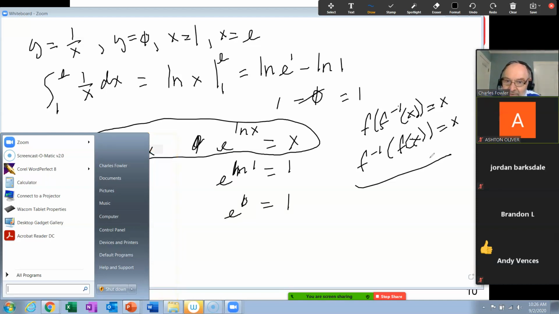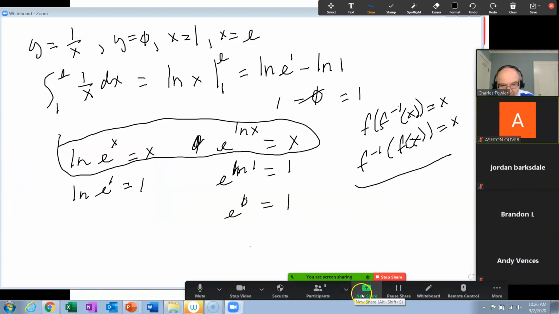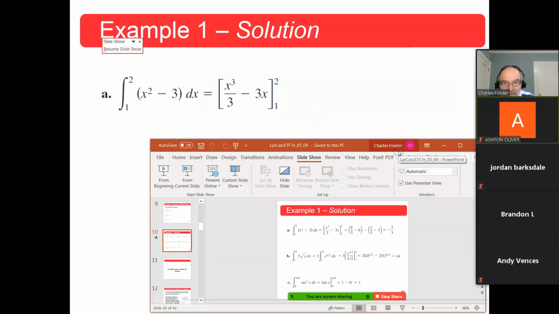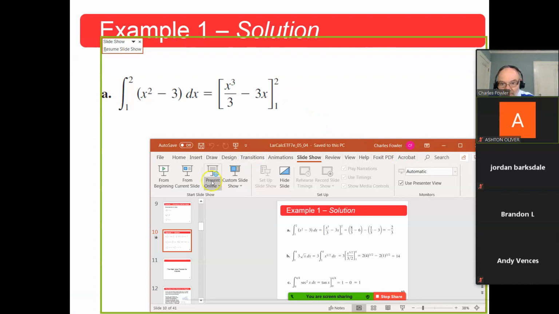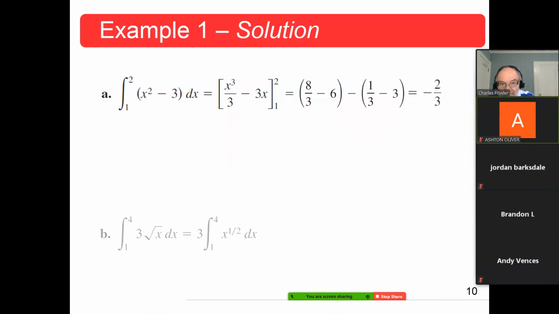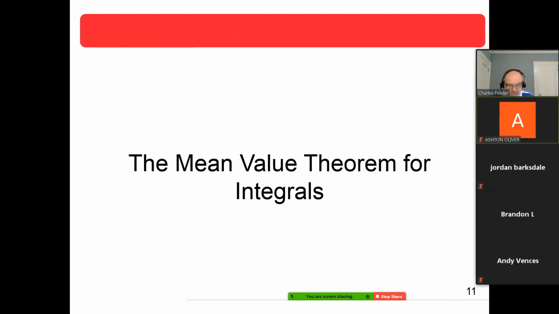Now we're ready to go back to the slide set, which I don't know why that popped up, but I must have hit something. Let's go back to the PowerPoints, 5.4, and go back to the current slide. Okay, we finished examples 1, 2, and 3. These are just continuing example 1. We did those last time. Now we go to the mean value theorem for integrals.